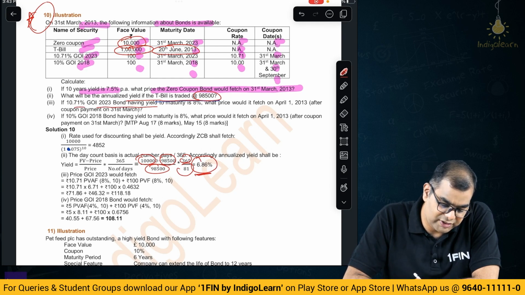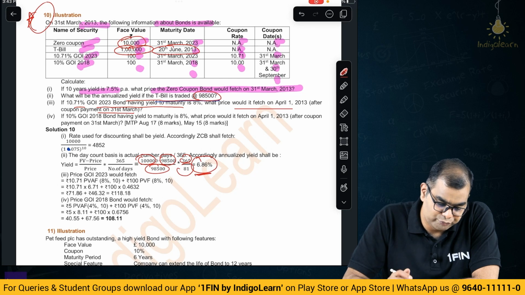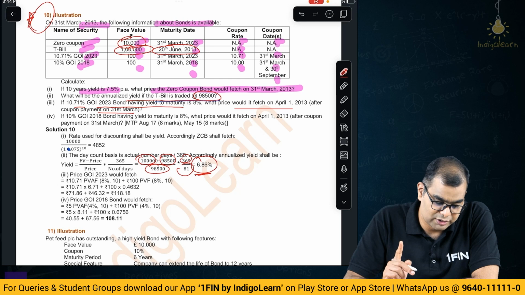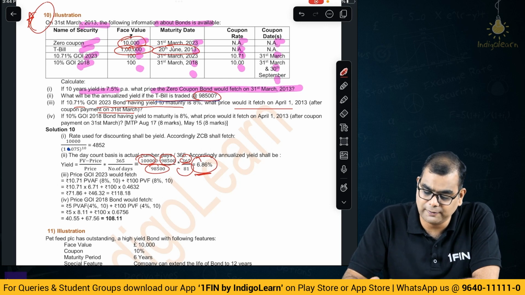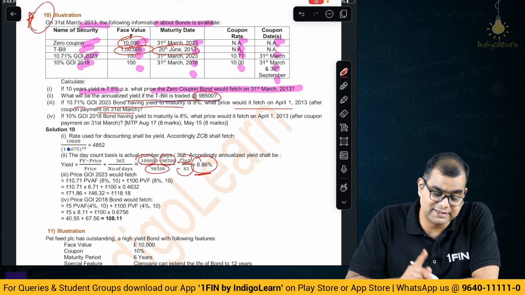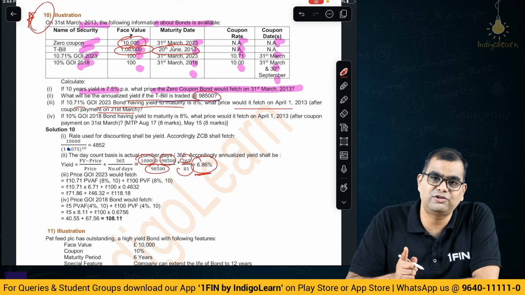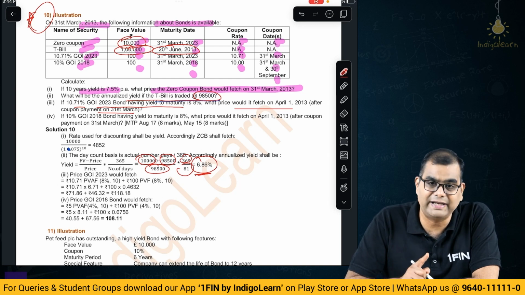Then the 10.75% GOI bond having a YTM of 8%, what price would it fetch on April 1 after the coupon payment on 31st of March? Once the 31st March coupon payment is made, it is a single coupon every 31st March, maturing in 10 years. Its face value is 100, its yield is 8%, coupon is 10.75. So you have to first compute the present value annuity factor at 8%. Again, it is a single coupon, so you need to compute for a year only, 10 periods at 8%. What is the present value annuity factor for 10 years?